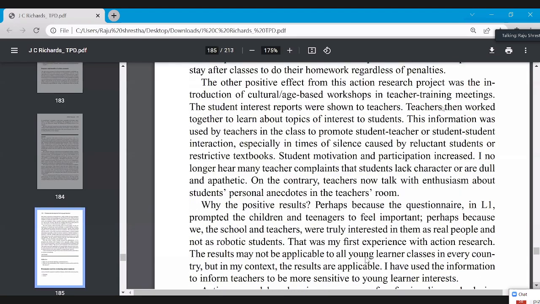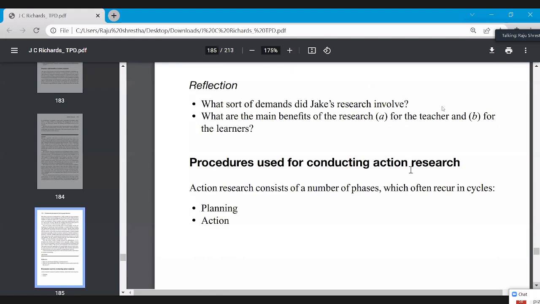Procedures. So these are the procedures used for conducting action research. What steps are followed when conducting action research? Procedures, steps, the same thing. So action research consists of a number of phases, a number of steps, which often reoccur in cycles. Reoccur means spiral, recursive. Recur in cycles, it keeps going around in a cycle.